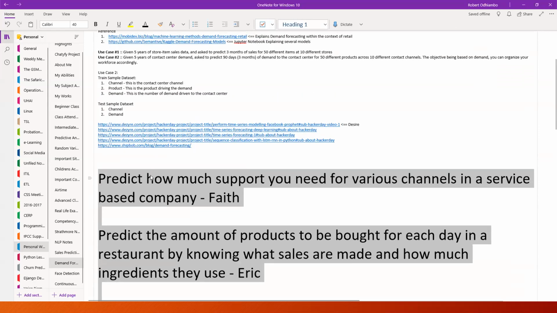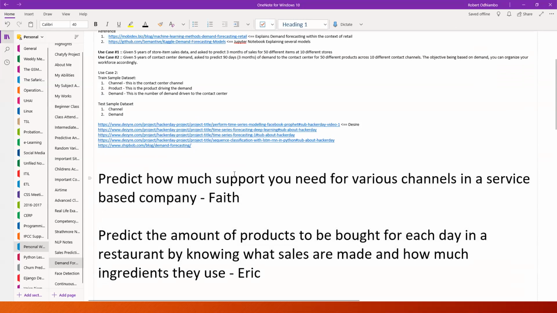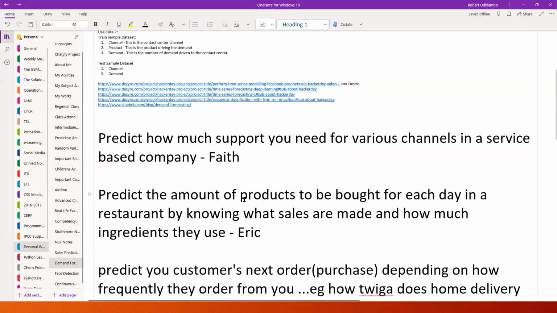So let's go through them one by one. Predict how much support you need for various channels in a service-based company. I like this, mentioned by Faith. Faith, correct me if I'm wrong, but what you have in mind is that a service-based company has several customer contact channels like Facebook, Twitter, SMS, email. So you might want to predict how much of queries or complaints come through each of those channels. Is that correct, Faith? Yes, that's correct. Perfect. I think everyone else understands Faith's proposal.